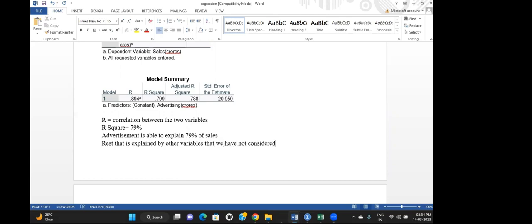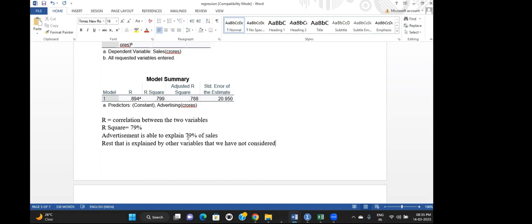Look, what does this mean? It means, let's understand this R square. R square is 79%. So what does this signify? This means advertisement is able to, what is the independent variable? Advertisement, right? So advertisement is able to explain 79% of the sales, right? So 100% it has to explain. So it is not explaining 100%. So the rest is to be explained by the other variables that we have not considered.